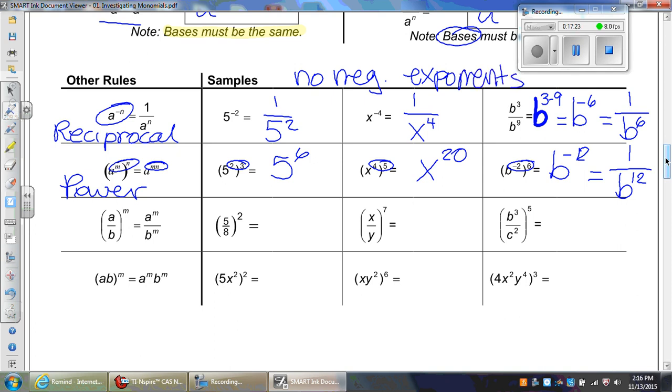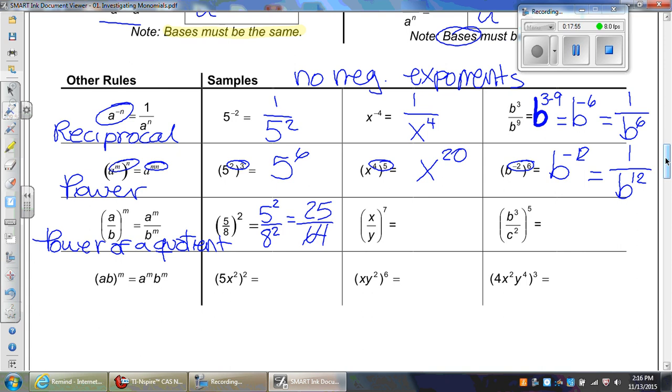Okay, next one, we call this one the power of a quotient. And this one says that if you have a fraction raised to a certain power, you must distribute that power to the numerator and to the denominator. So in this case, 5 squared is 25, 8 squared is 64.